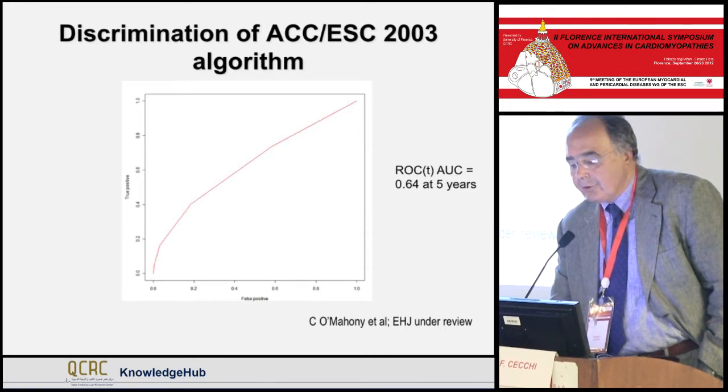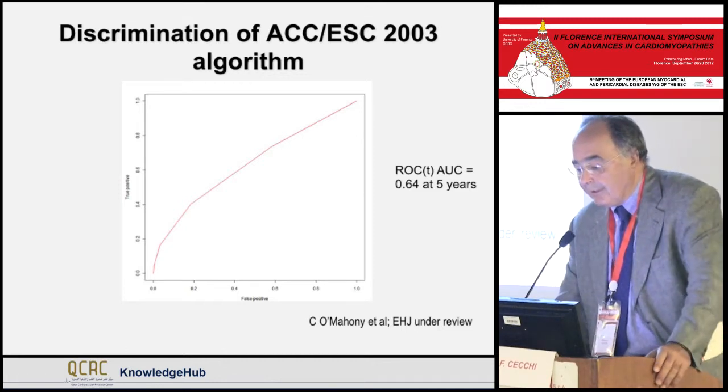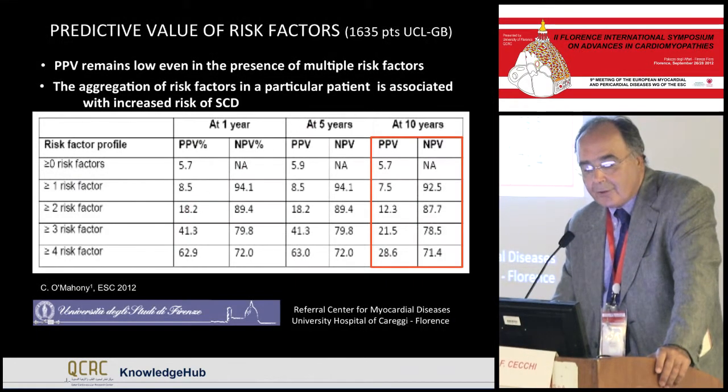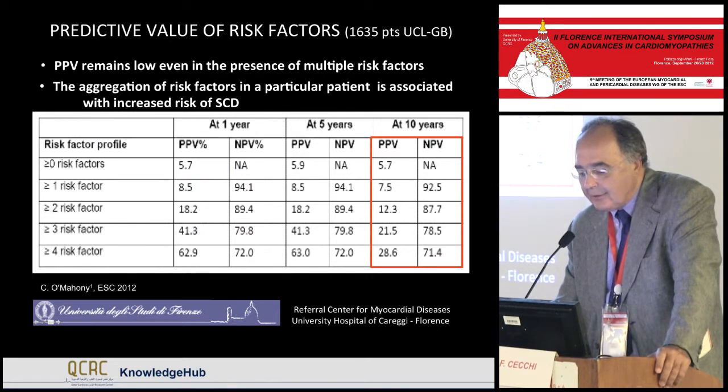And as you can see, the ROC curve shows a rather low value at 5 years, 0.64, demonstrating that we are not really very good at predicting if we use these risk factors. In fact, they recently reanalyzed the predicted value and showed this slide at the recent European Society of Cardiology Congress in Munich. They reanalyzed a total of more than 1,600 patients seen at their center in London. And as you can see, the predictive value at 10 years increases with the number of risk factors, the same risk factors that I showed you before, but it was still rather low.